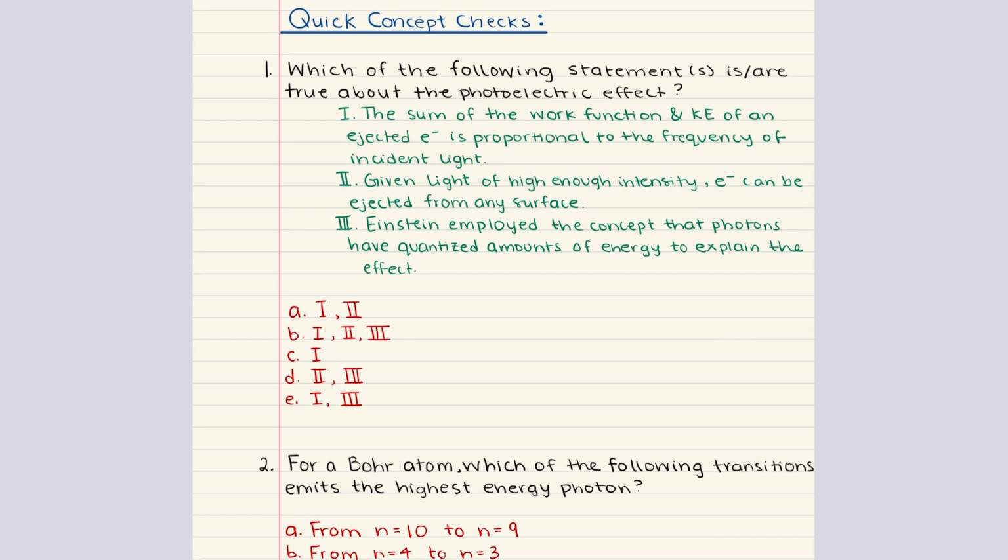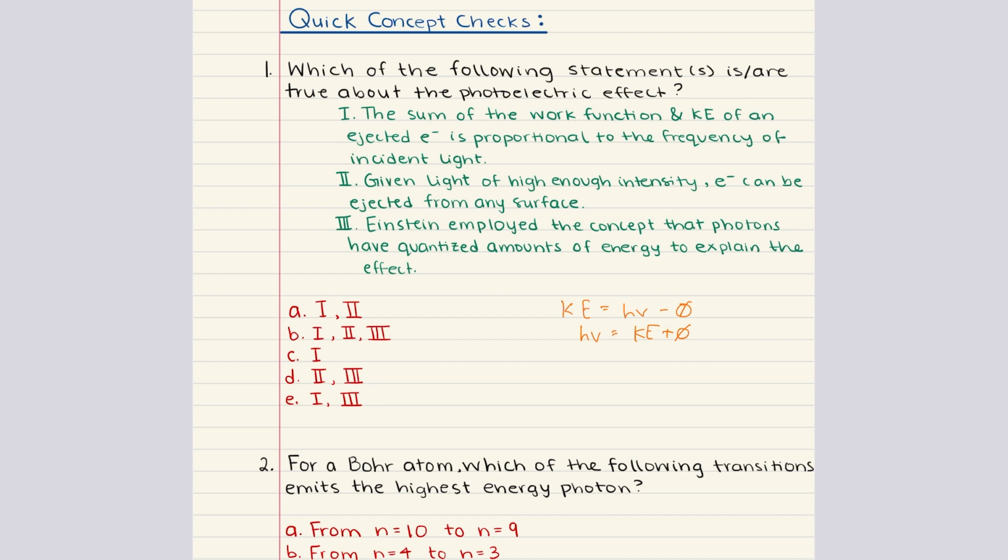Statement 1 says, the sum of the work function and kinetic energy of an ejected electron is proportional to the frequency of incident light. This statement is true. Earlier, we saw the photoelectric equation. It told us that the kinetic energy of the ejected electron is equal to the energy of the incident photon minus the work function of the metal. If we rearrange this equation, we see that the energy of the incident photon is equal to the sum of the work function and the kinetic energy of the ejected electron. And therefore, we can say that it is proportional to the frequency of incident light.